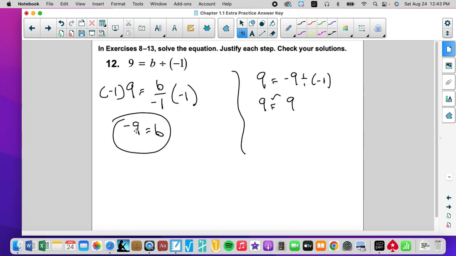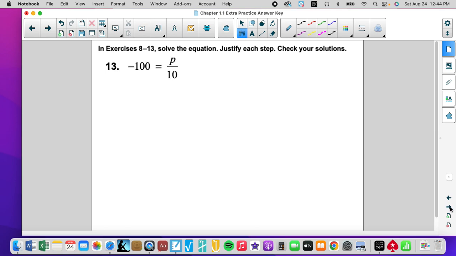Notice my answer is still over here. This is not, we're just checking. When you check, you want the left side of the equation to equal the right side. P is being divided by 10. So the inverse of dividing by 10 is multiplying by 10. 10 in the denominator is going to cancel with 10 in the numerator.